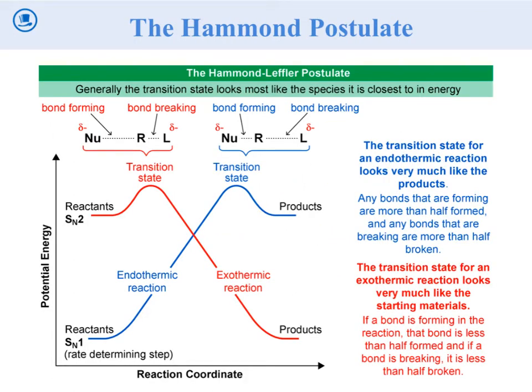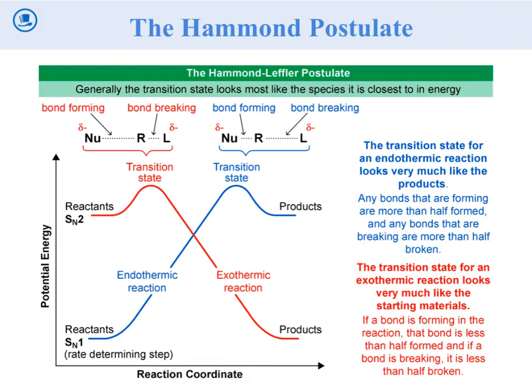Okay, lots of words. Something called the Hammond postulate. Super easy to understand. All the Hammond postulate really says is it looks at the transition state and asks, is the transition state closer in energy to the reactants or is it closer in energy to the products? So that tells us something about the transition state. If it's closer in energy to the reactants, it's more like the reactants. If it's closer in energy to the products, the transition state is more like the products. That's all it's saying here.